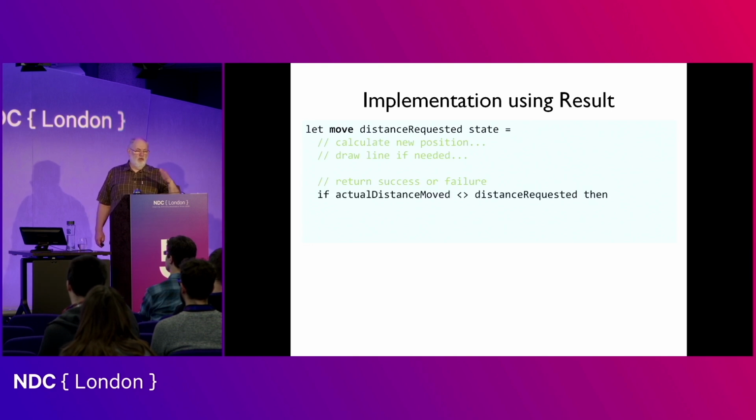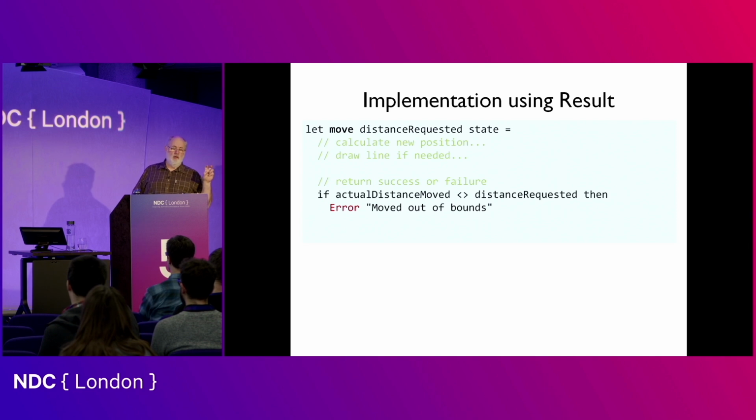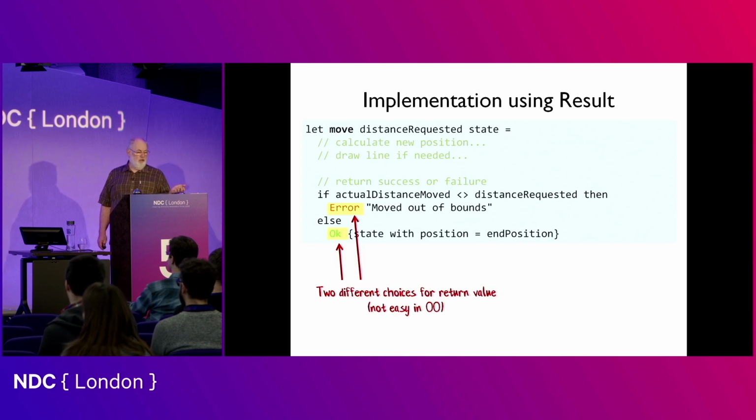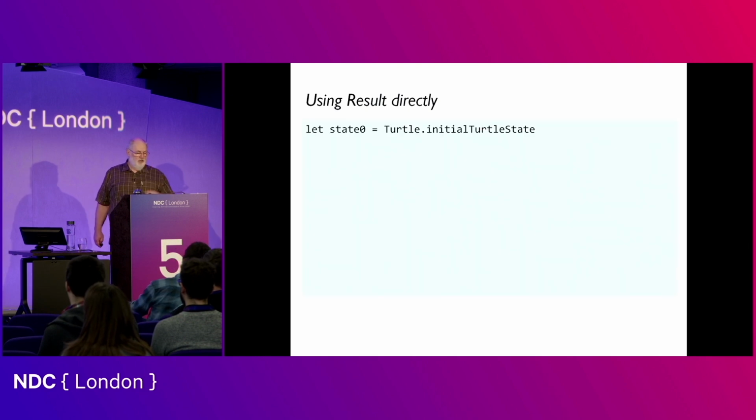So, given the actual distance moved didn't match, I'm going to return an error, and that's out of bounds, say. Or if it did work, I'm going to say everything's good, and I've just updated the state. So it's either success or failure, basically depending on whether it worked or not. The nearest equivalent of this in OO would be something like an enum, or maybe subclasses with different data in each subclass. It's not a standard feature in object-oriented languages. So again, we have the same thing.